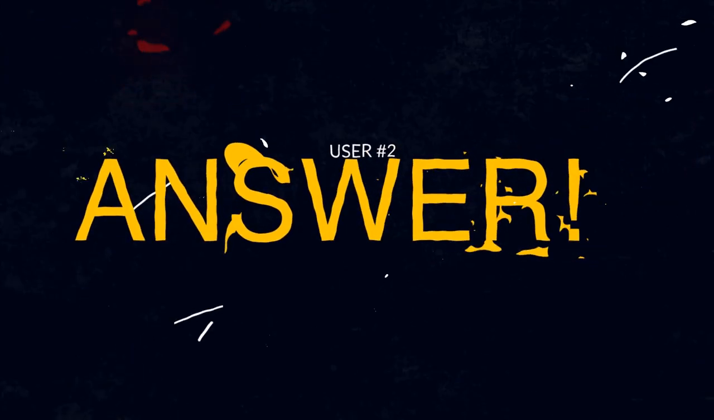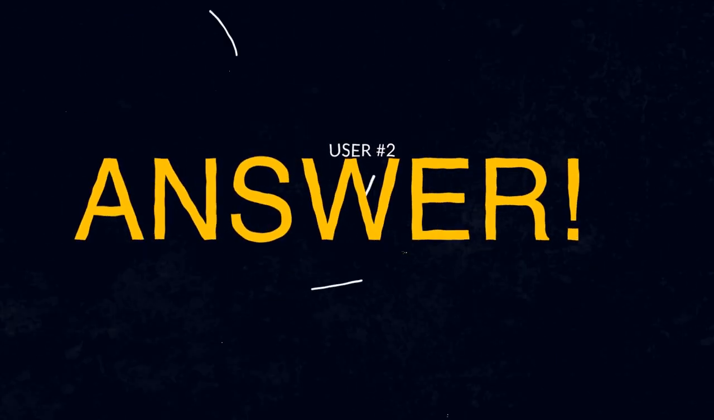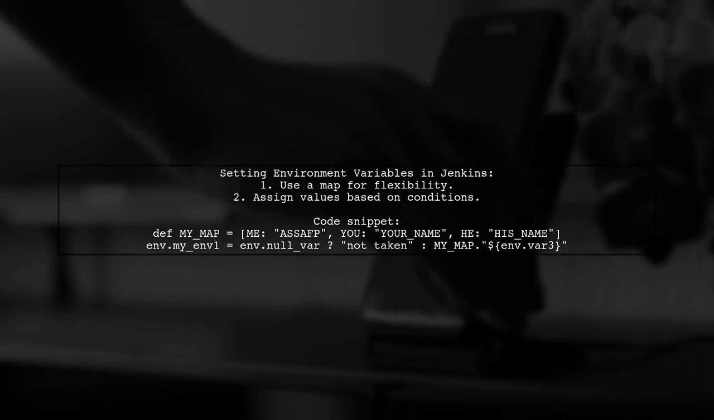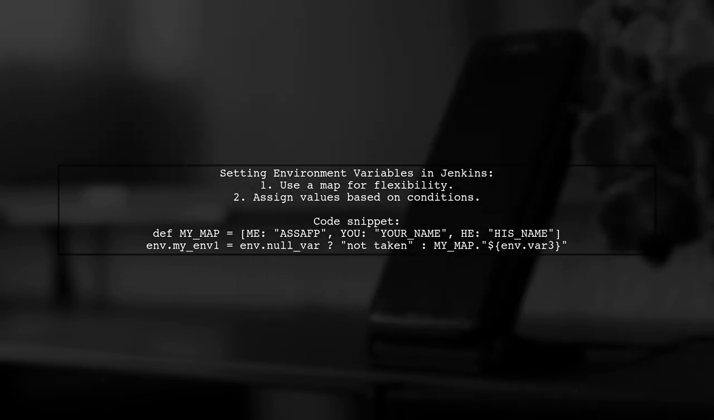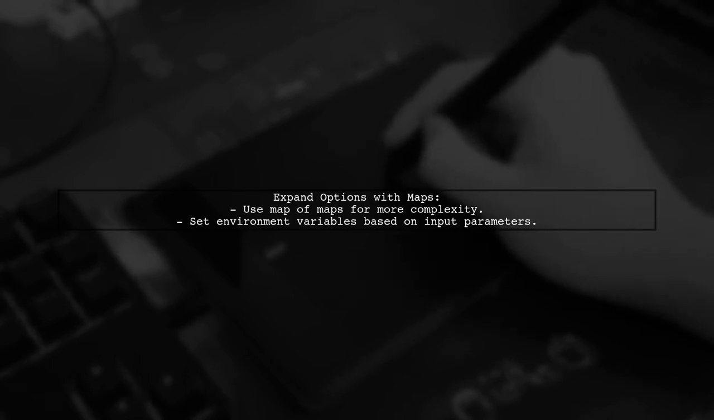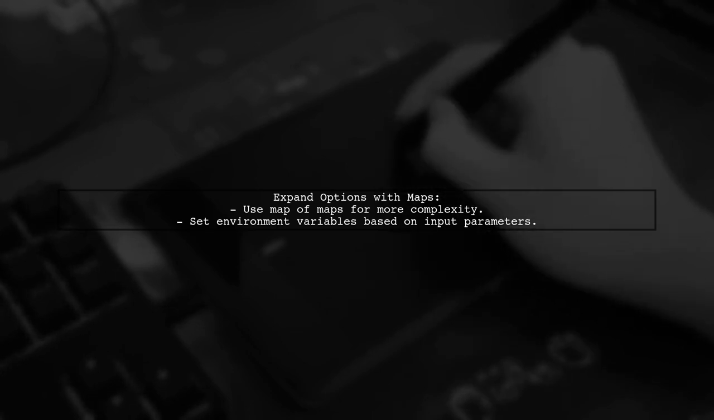Let's now look at another user-suggested answer. In Jenkins Declarative Pipeline, you can set environment variables flexibly using maps. For example, you can define a map with different keys and values, and then assign a variable based on a condition. This method allows for a wide variety of options. If you need even more complexity, you can use a map of maps.